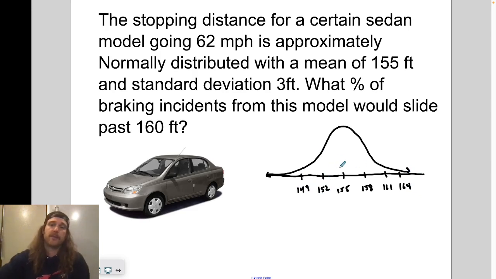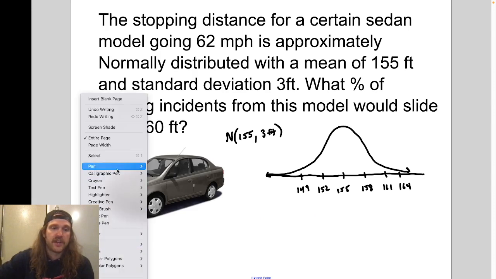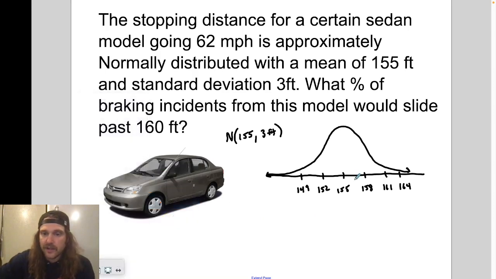So draw a curve, label the axis. You can also say, hey, this is a normal distribution with mean 155. This is a quick way to write this, and you would put feet in both of these boxes. So mean 155 feet, standard deviation 3 feet. Okay, great. Now, the next step was to shade our area. What is our area of interest here? We're looking for 160. So these are in steps of 3.